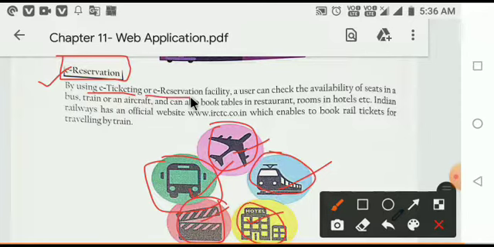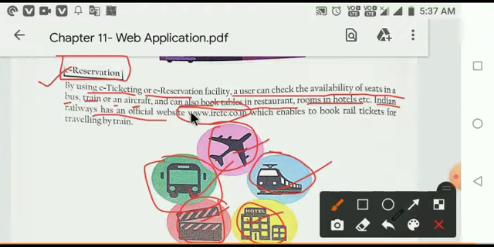Using the e-ticketing and e-reservation facility, a user can check the availability of seats in a bus, train and aircraft, and also book tables at restaurants and hotel rooms. Indian Railways has an authorized website, irctc.co.in, published by the government for citizens. They can visit it and book tickets for traveling from one place to another.